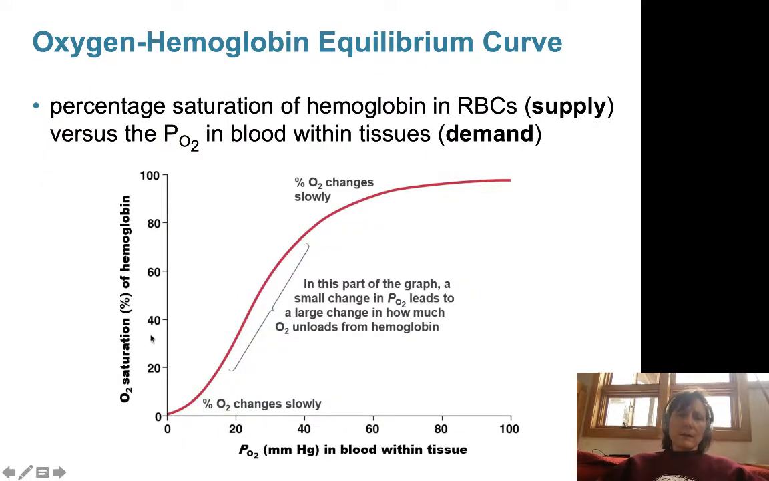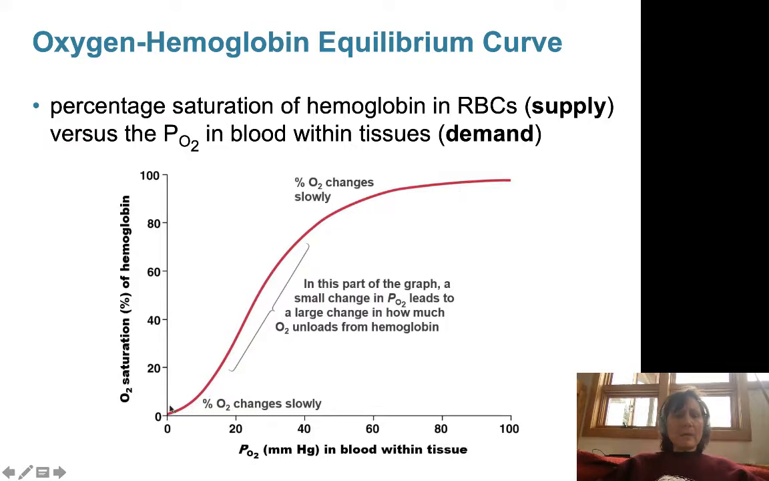So this is a diagram from your book, and what it's showing you on the y-axis is the percent saturation of hemoglobin running from 0 to 100%. And on the bottom, on the x-axis, is the partial pressure of oxygen in the blood within tissues. So again, going from 0 to 100%. And what should immediately strike you is that the representation here is a sigmoidal curve. It's not linear. It's a sigmoidal curve.